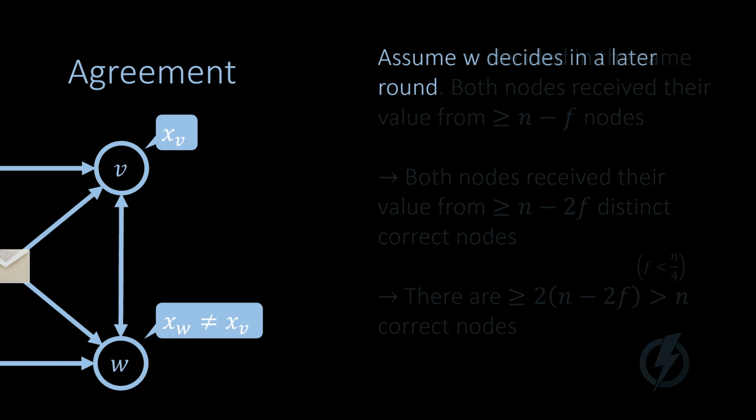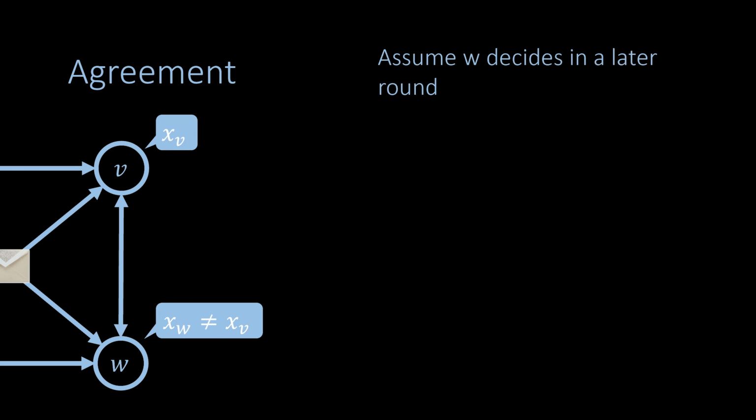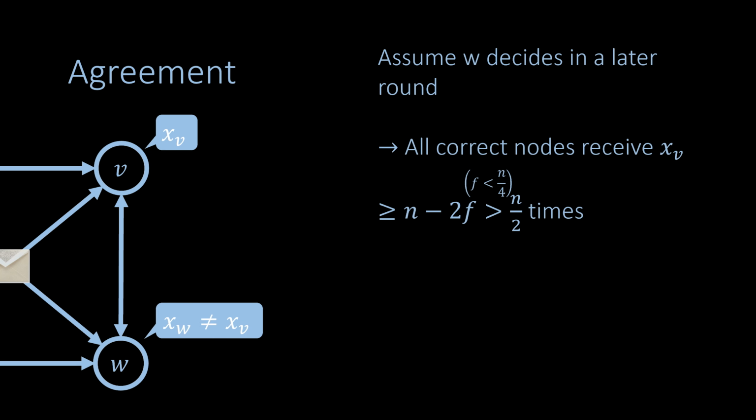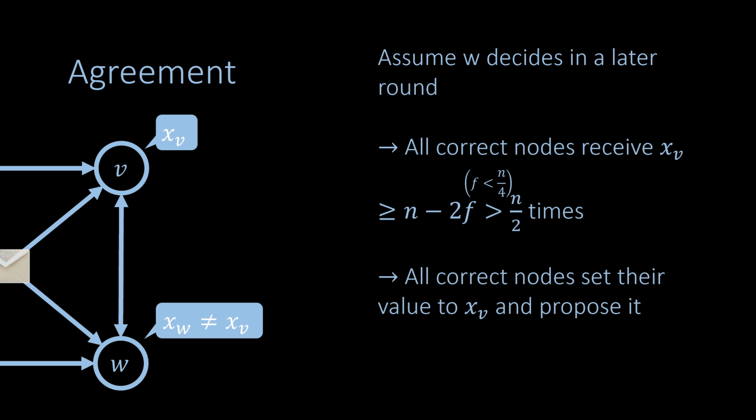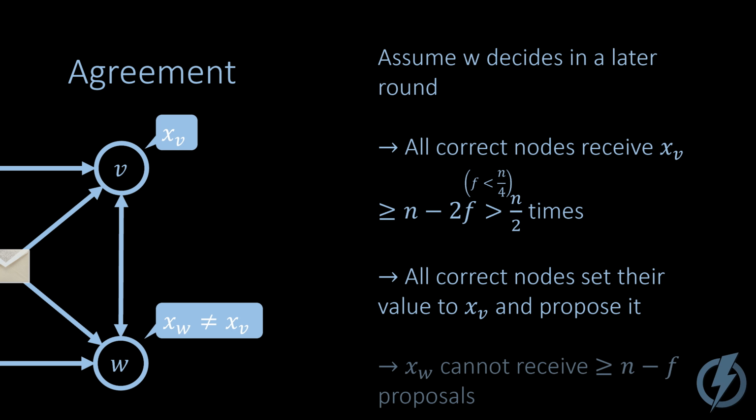Let's now assume that node W decides in a later round. Since node V received its value at least n-f times, all other correct nodes receive V's value at least n-2f times, which is more than n/2. So, all correct nodes must set their value to V's value and propose it. It follows that all correct nodes will then receive this value at least n-f times, so it is impossible that there are n-f proposals for node W's value. This proves that all nodes must agree on the same value.